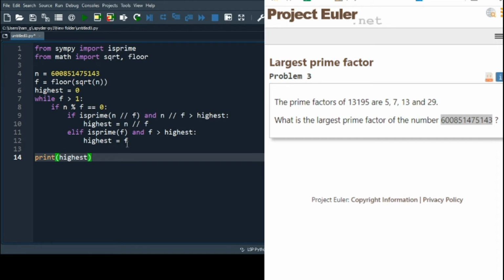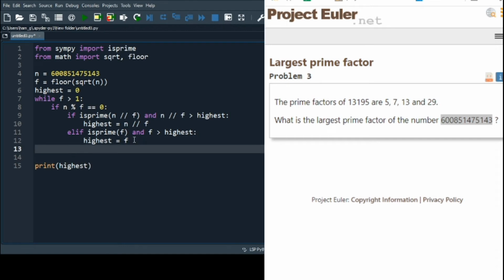And this is wrong because f never decreases, so I'll put this in. f minus equals 1. So I've just got myself into an infinite loop. We'll come out of that. That's embarrassing, and we'll try that again.